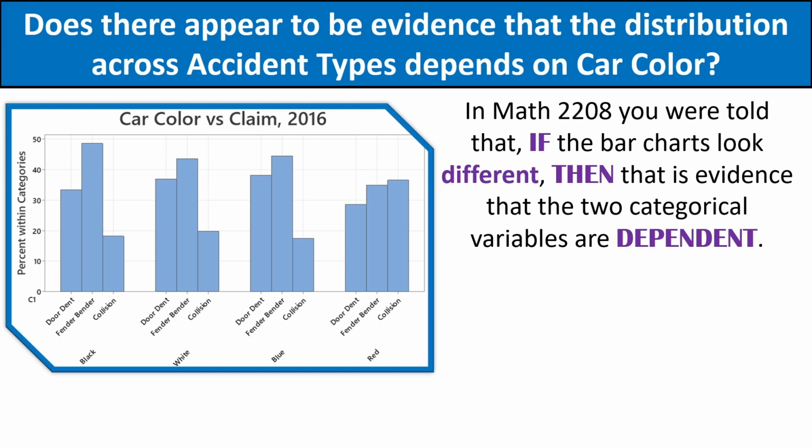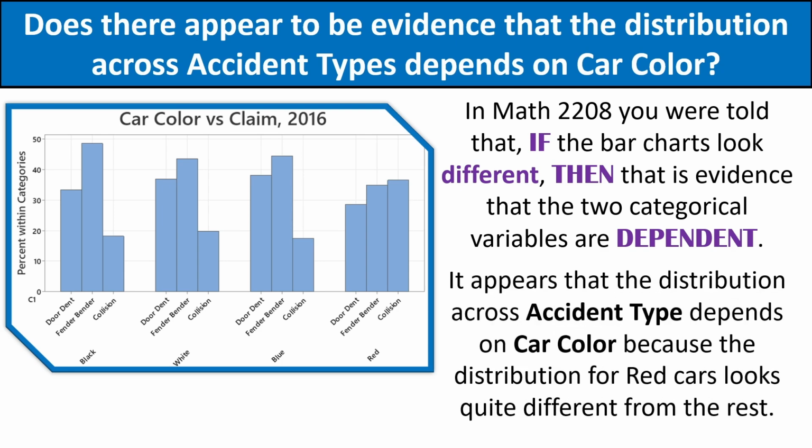In Math 2208, you were told that if bar charts look different, then that is evidence that the 2 categorical variables are dependent. Here it's true that the first 3 bar charts, for cars of color black, white, and blue, look more or less the same, with just minor differences, but the distribution across accident types for red cars looks very different than the rest. So in Math 2208, presented with a graph like this, you would have been correct to say that it appears that the distribution across accident type depends on car color. That's because the distribution for red cars looks quite different from the rest.